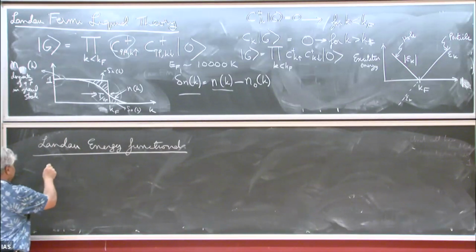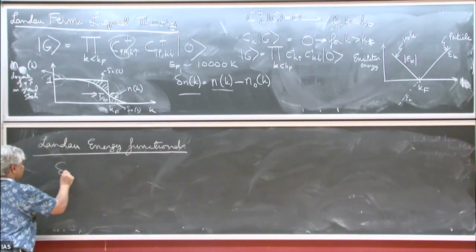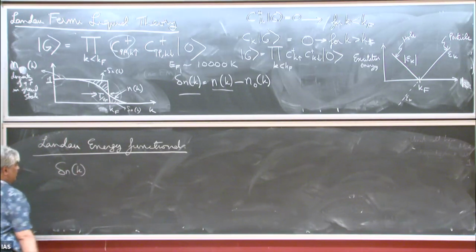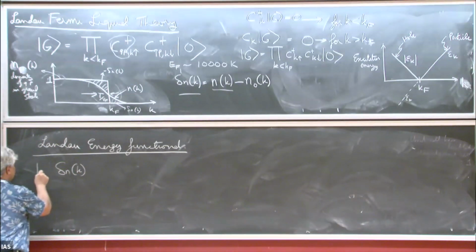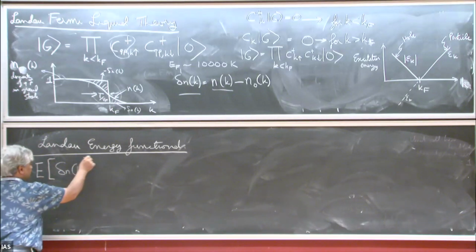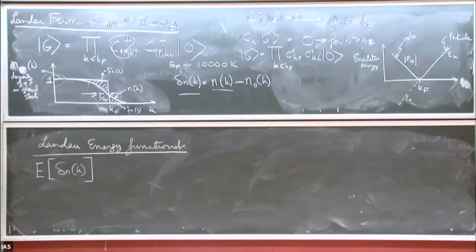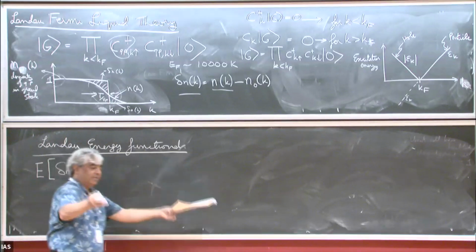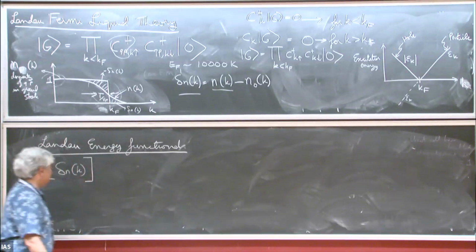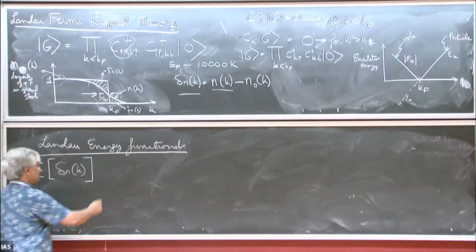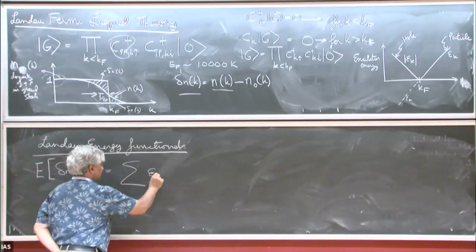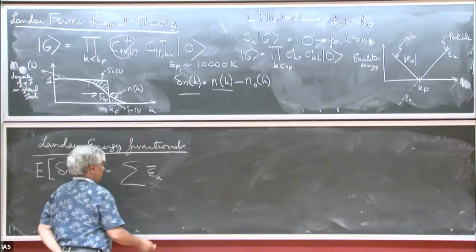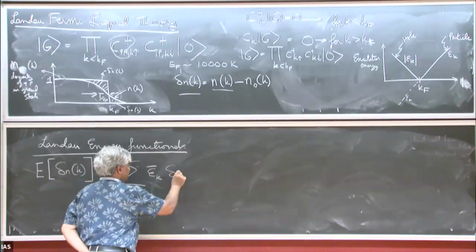So he said, well, you're given some delta n of k, which gives me the density of quasi-particles and quasi-holes. So there's going to be some energy which will depend upon delta n of k. So we have some many-body excited states of the system. And what is its energy? Well, your first guess would be, you just add up the energies of the quasi-particles, which I call E bar of k, times delta n of k.